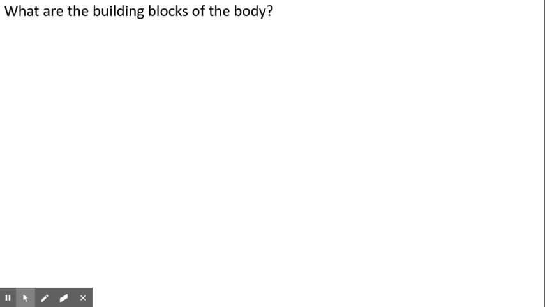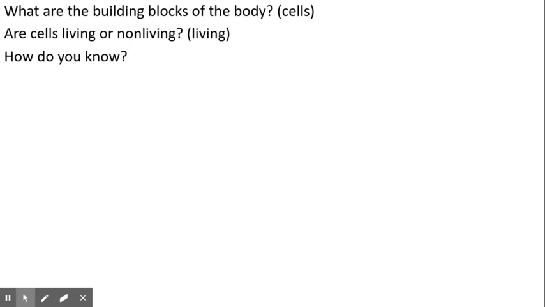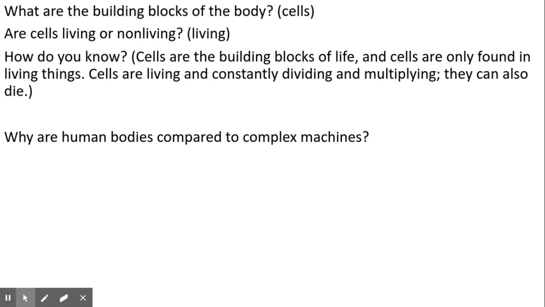What are the building blocks of the body? What did we talk about this? The building blocks of the body that every living thing is made of. Cells. Are cells living or non-living? Well, if every living thing is made up of cells, then they're probably living, right? How do we know? Because they're the building blocks of life, and they're found in all living things.